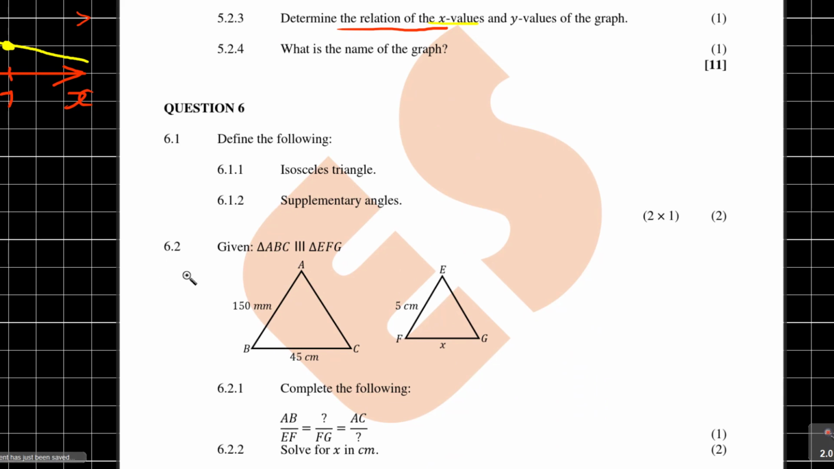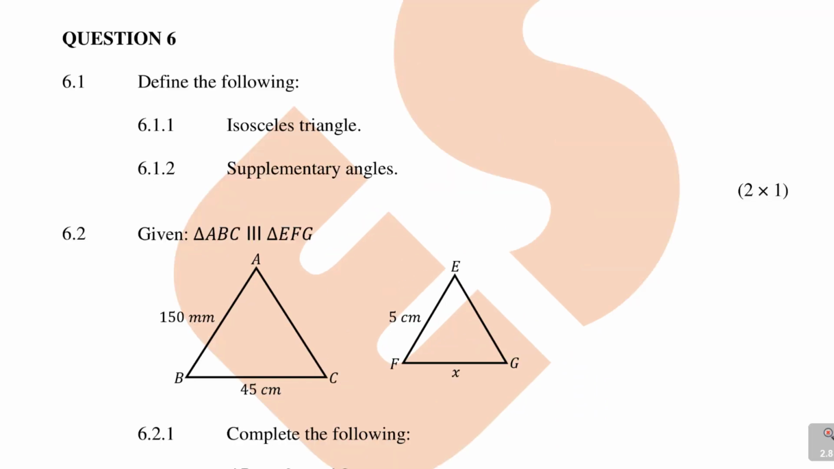So next one, looking at question number 6, define the following. How will you define this? What is an isosceles triangle? What makes it an isosceles triangle? Isn't it side to side? So what are you going to say on the definition? It's a triangle with 2 equal sides. So just mention that. It's a triangle with 2 equal sides.